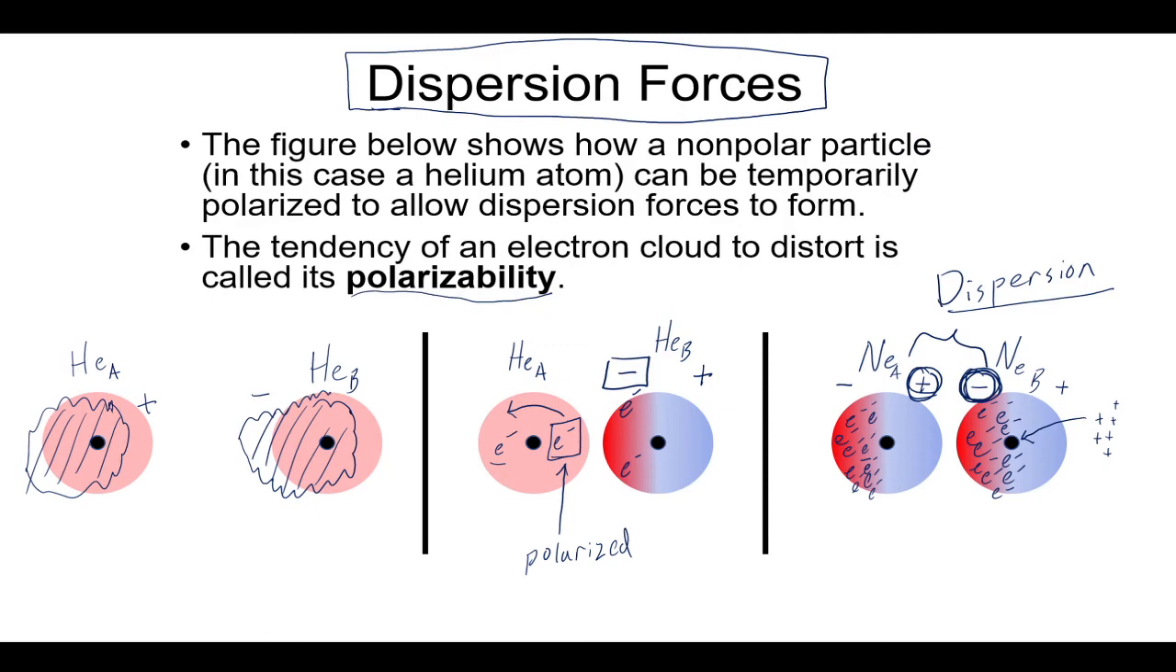Back here, this was still a positive and a negative that were attracted due to an unequal balancing of where the electrons were. Only here, in dispersion, this is fleeting. This is only occasional. You have to bring something near it for this polarizability to be established.